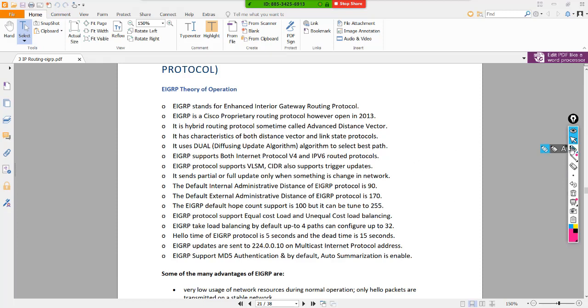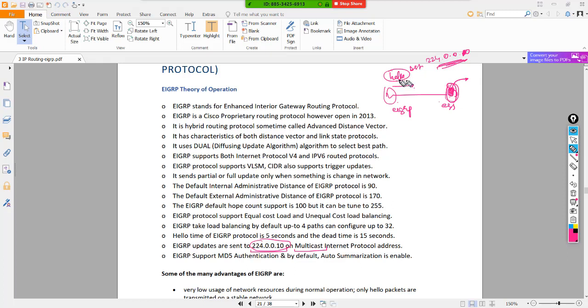Regarding EIGRP, yes, it is a multicast protocol, and this is the multicast IP. Initially, when I bring up both routers with EIGRP configuration, the hello packets will be sent. This hello packet is sent to this multicast IP, which is the destination IP inserted in the hello packet. It will be 224.0.0.10. This will be enabled, or listening, inside this router.